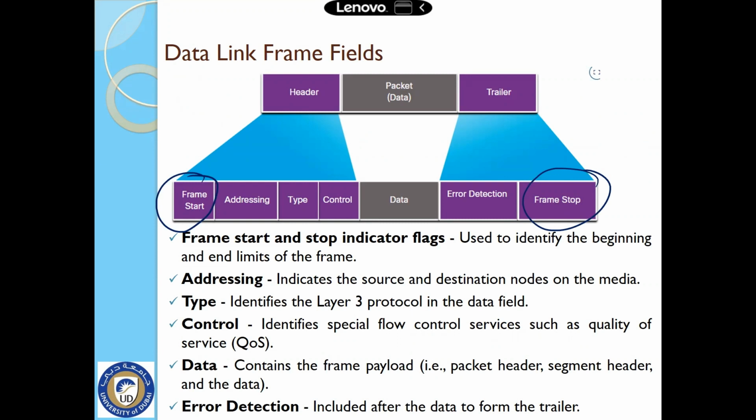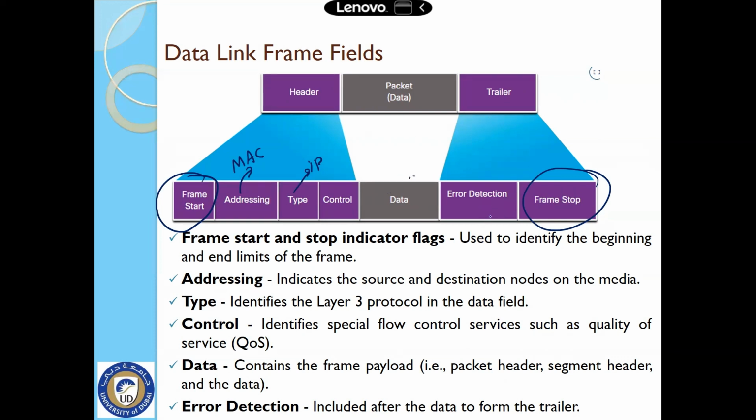Addressing indicates the source and destination nodes on the media. Type identifies the layer 3 protocol in the data field. This one, addressing, is the MAC addressing, and here is more into IP addressing. Control identifies special flow control services such as quality of service, which is not always there; we did not see it. Data is the actual data you have; it contains the frame payload, packet header, segment header, and the data. So this is the actual data.